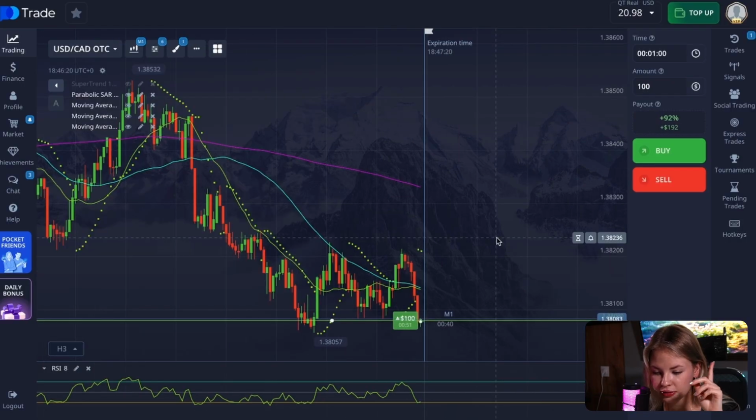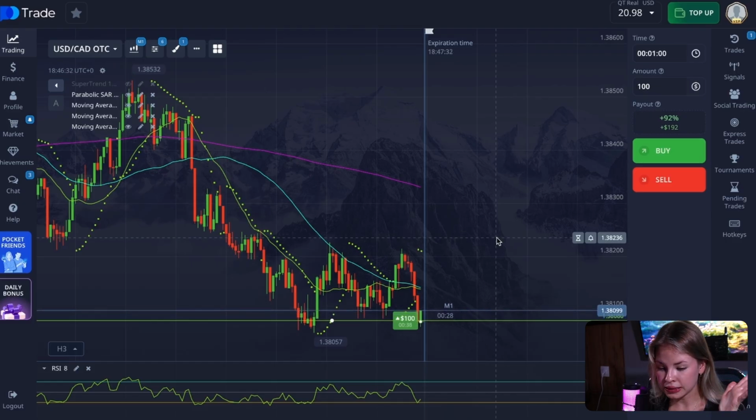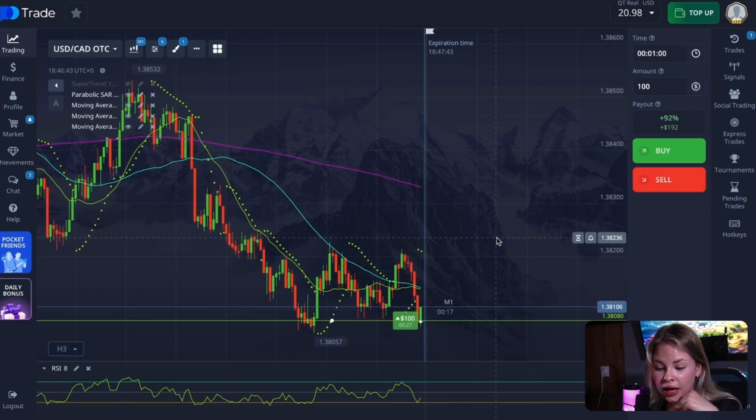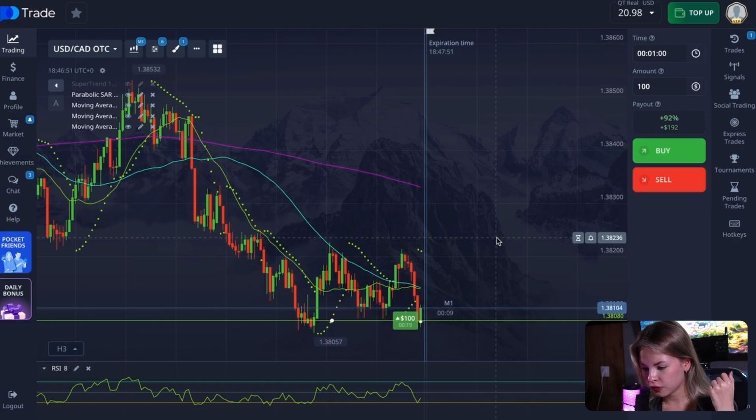Here is the setup. Candles are below all our MAs, so technically it's a downtrend. We should be shorting. But RSI shows the asset is oversold, so we're likely to see a bounce. That tells us that this drop was a temporary push. Okay, and we should wait for another 15 seconds.